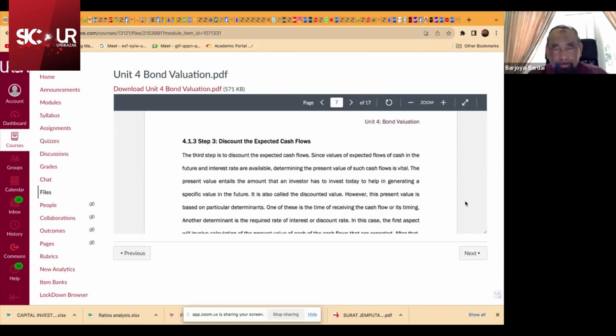Step 3 is to discount the expected cash flow. The third step is to discount the expected cash flow. And since the value of the expected flow of cash in the future and the interest rate are available, determining the present value of such cash flow is vital. Present value.